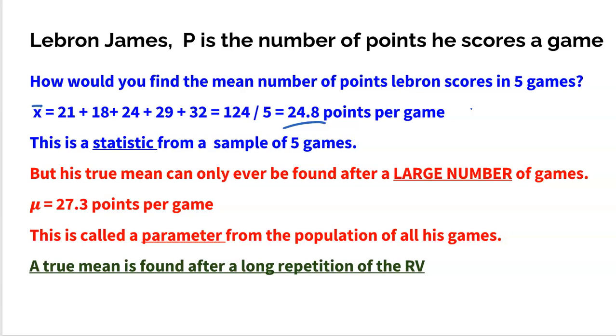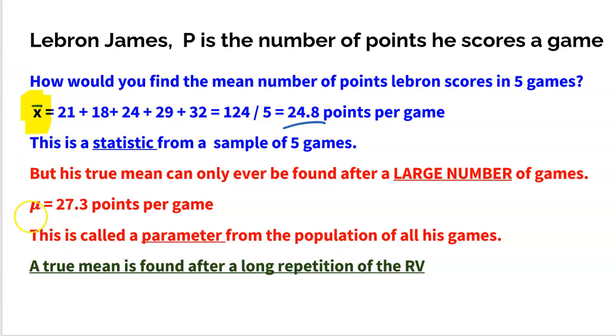If you're only looking at a sample of 5 games, that would be known as a statistic. Remember, statistics come from samples, and that's why we'd be using that symbol X bar. Okay, but what's his true mean? Well, LeBron's true mean could only be found if we look at a large number of games. To be honest, for LeBron this is still ongoing because he's still playing, but his true mean would only be found after not 5 games, but a large number of games, which he's certainly played so far. So if we take all of the many games he's played so far, divided by the total number of games, we'd get an average of 27.3 points per game.